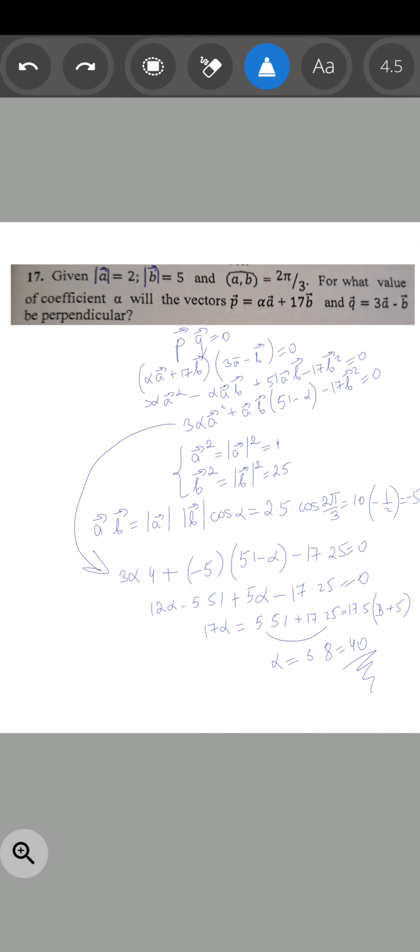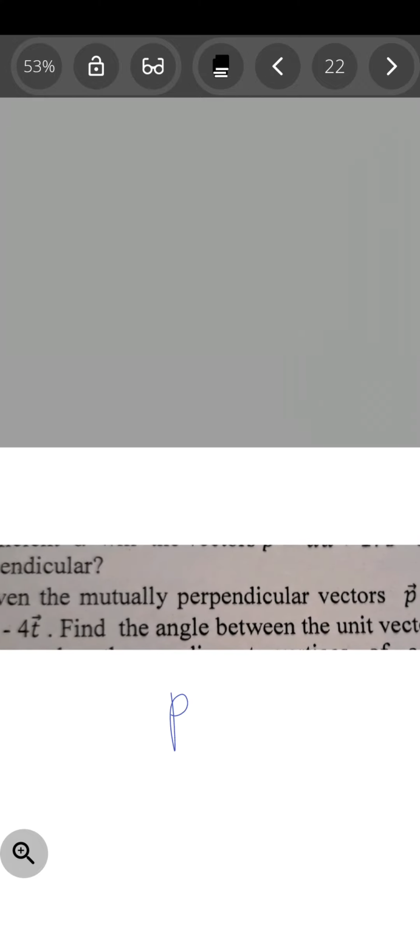Let's write the second question. Given the mutually perpendicular vectors p equals s plus 2t and q equals 5s minus 4t, find the angle between the unit vectors s and t. According to the condition of this question, the vectors p and q must be perpendicular. So their scalar product must be equal to 0. We can write p times q equals 0.